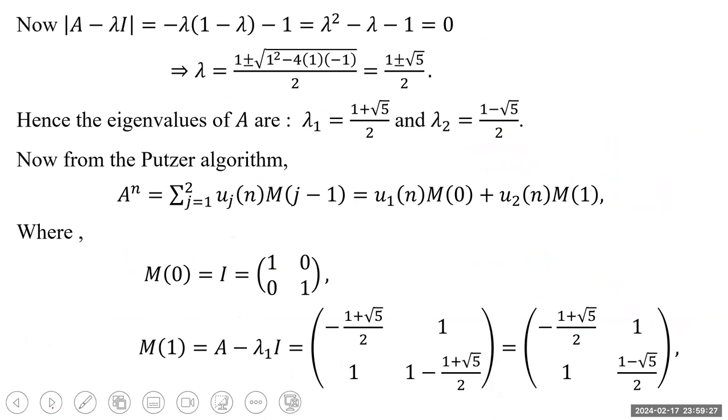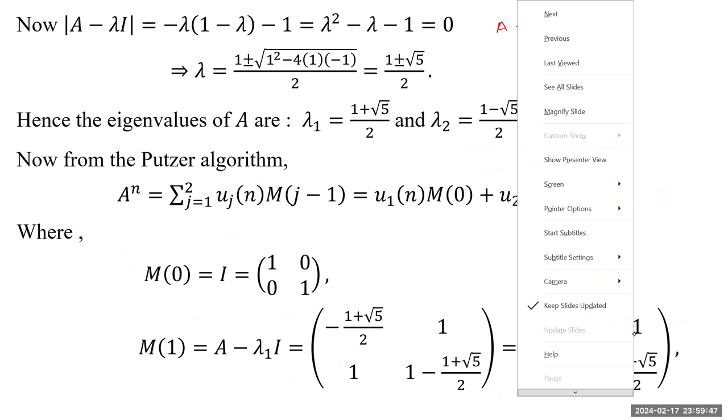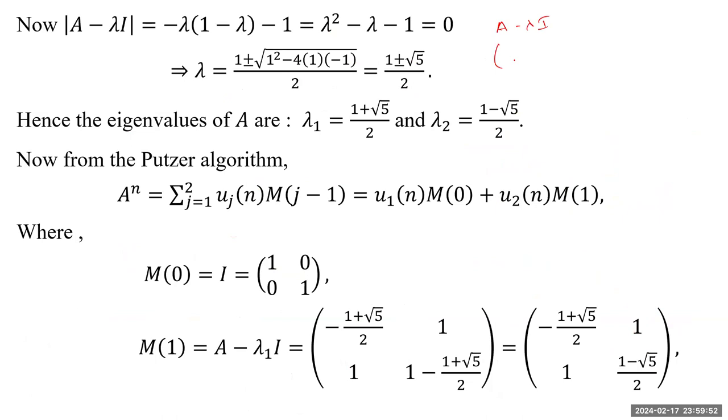Right. So now, according to the Putzer algorithm, first we need to identify what the eigenvalues are. Right. So we know that first we need to find A minus lambda I. What is A? You know that A is 0, 1, 1, 1, minus lambda times the identity with lambda on the diagonal. That is equal to minus lambda, and this is a 1, and this is also a 1, and this is 1 minus lambda.